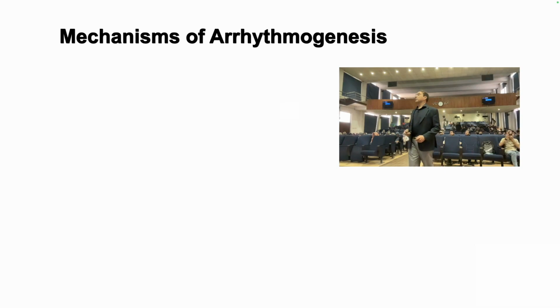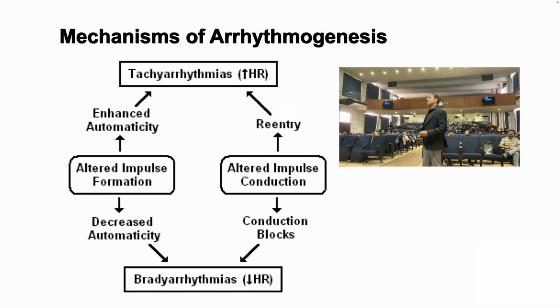What's the mechanism of arrhythmogenesis? How is an arrhythmia produced? So there are two mechanisms. There is enhanced automaticity and re-entry.